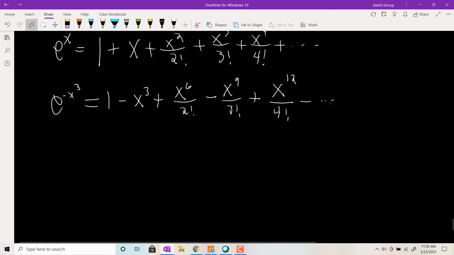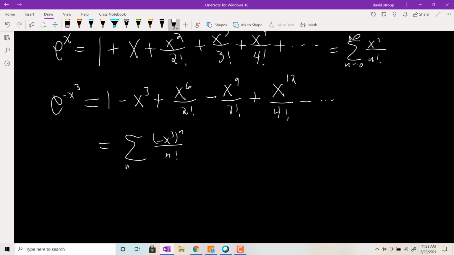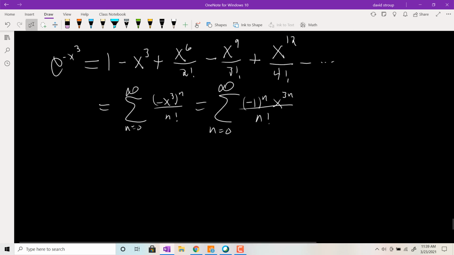Okay. If you want the power series representation to work with, this power series, of course, is x to the n all over n factorial from n equals 0 to infinity. This power series, you're just putting negative x cubed in there. So negative x cubed to the n all over n factorial from n equals 0 to infinity, which of course is the summation of negative 1 to the n times x to the 3n all over n factorial from n equals 0 to infinity. Okay, so we need to integrate that.